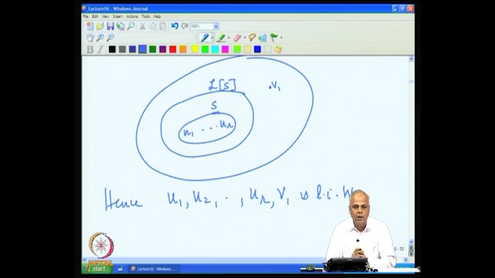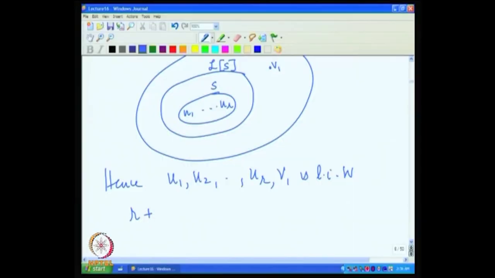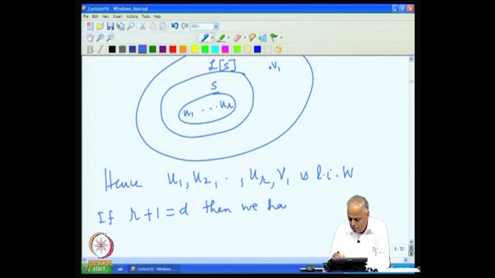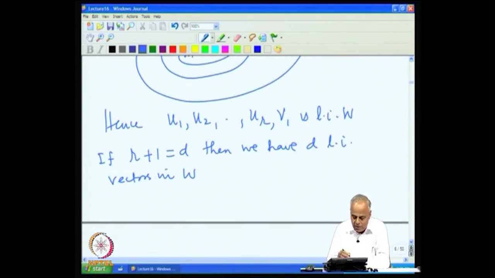So, now we started with r vectors linearly independent in W. Since r was less than d, it was not adequate to span the whole space and therefore, it could not become a basis. It needed help. So, we needed to supply more vectors. Now, we have supplied one more vector to the set S and made it a slightly bigger linearly independent set. Now, if r plus 1 is equal to d, then we have d linearly independent vectors in W. And the moment you have d linearly independent vectors in a d dimensional space, you have a basis for W.